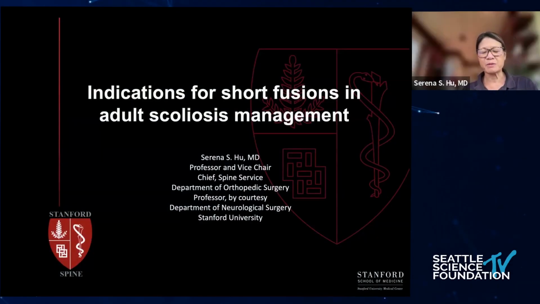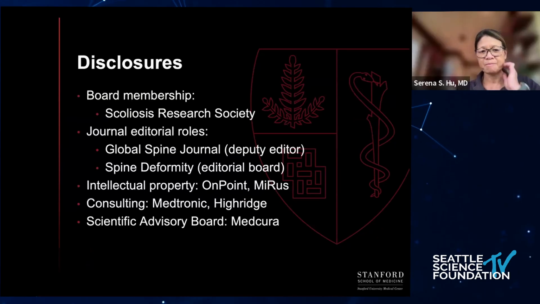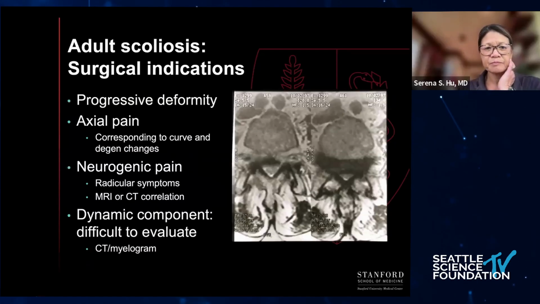I will be talking about indications for short fusions in adult scoliosis management. I think this is a question that we all deal with. We have a patient that comes to us with multiple curves or limited pathology or extensive pathology, and how much do we really have to do to address their problem and not incur additional risk? Here are my disclosures.